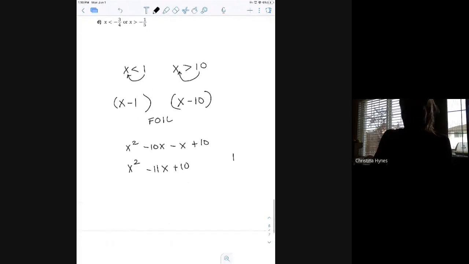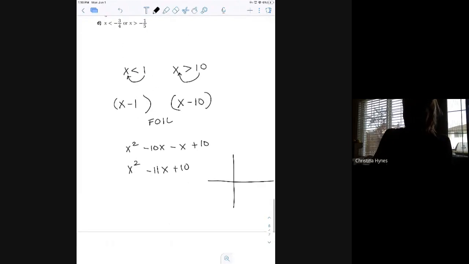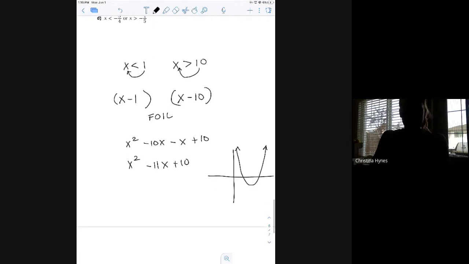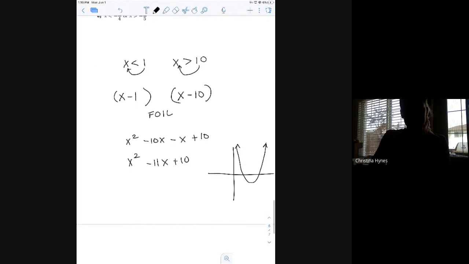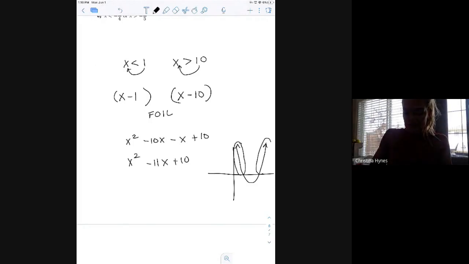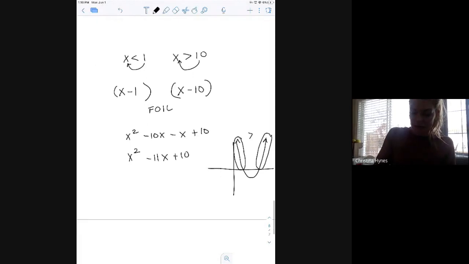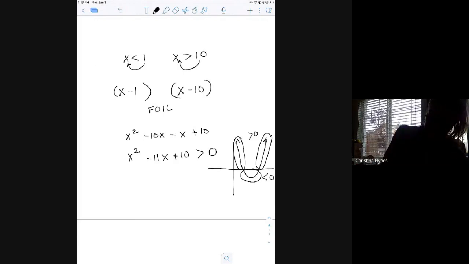Now you could graph this. When I graph this, I know I'm going to have 2 solutions, 1 and 10, so I can look at it graphically. We just want to figure out which way the mouth should be facing. If you look, these two arms are where the graph is above the x-axis. Above the x-axis means greater than 0. This part right here would be less than 0. So I would put the greater than 0 symbol.